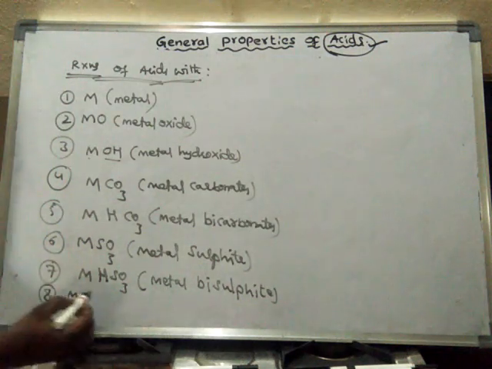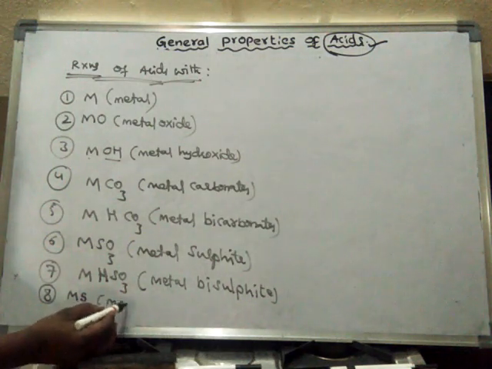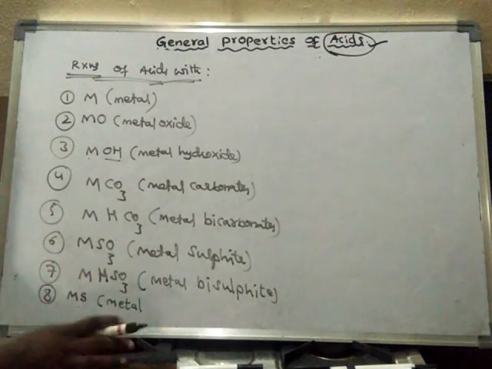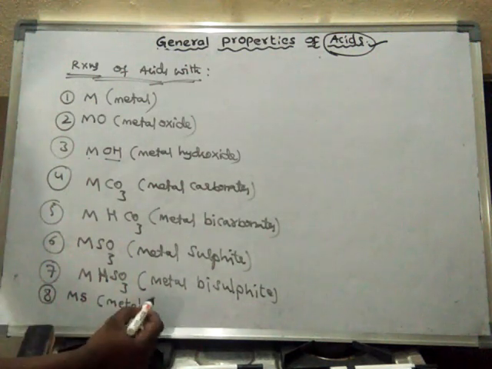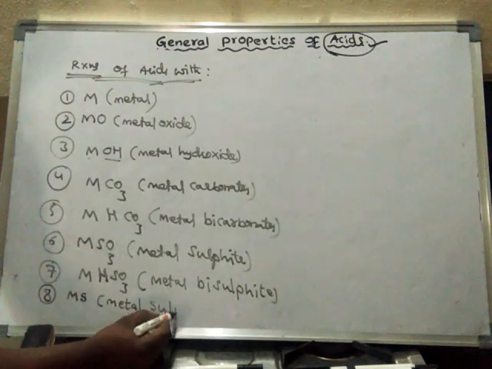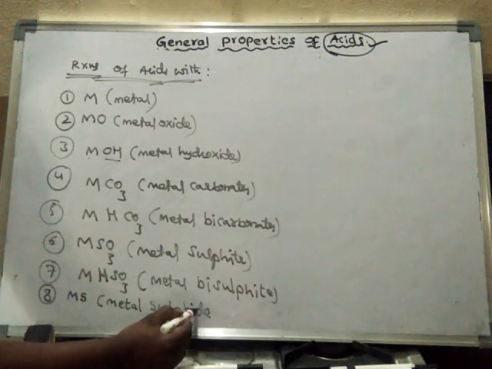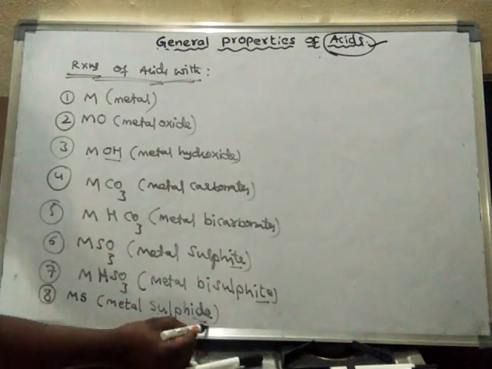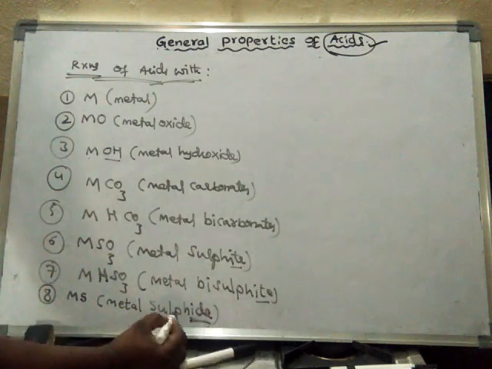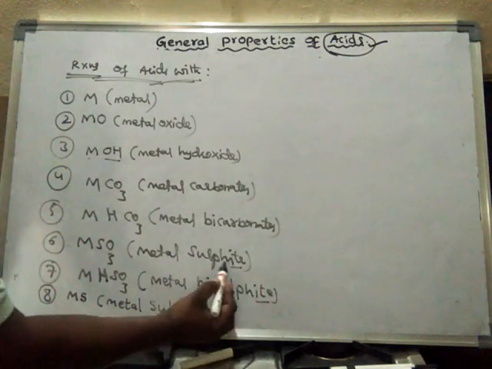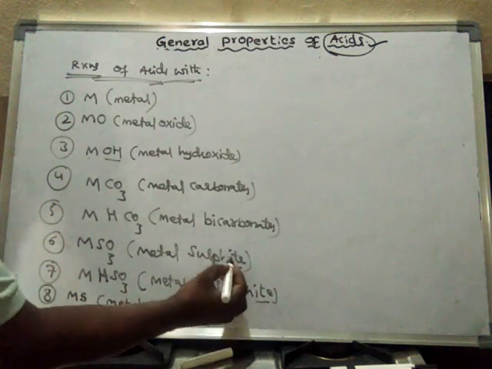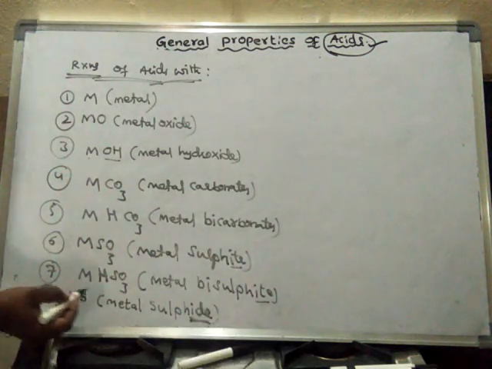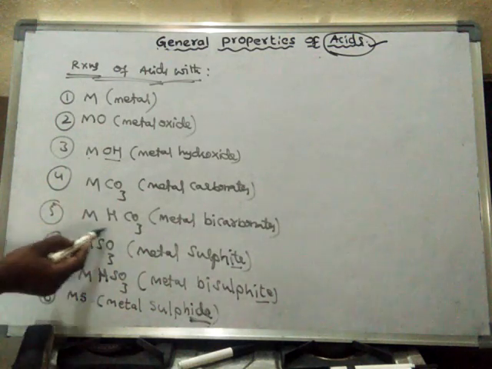Reaction of acid with metal sulfide. Metal sulfide. Ide here. Here it is ite. Okay, here it is ide, but sulfide. Sulfide. Sulfite. Okay, so this is the difference. Metal sulfide, whereas metal sulfite.